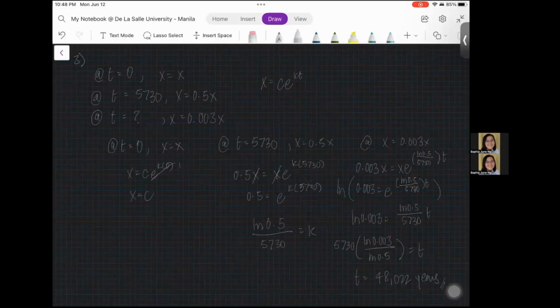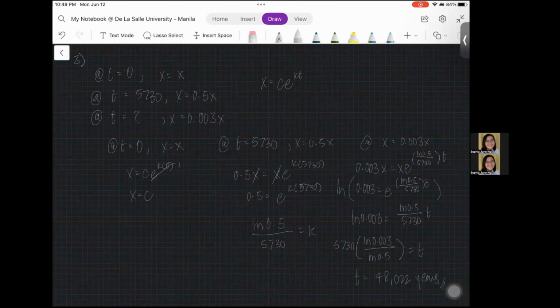So for this third question, we have an exponential decay equation, right? So what we're given is that a fossilized bone is found to have 0.3% of its original amount of C14. How old is the fossil if the half-life of C14 is 5,730 years?